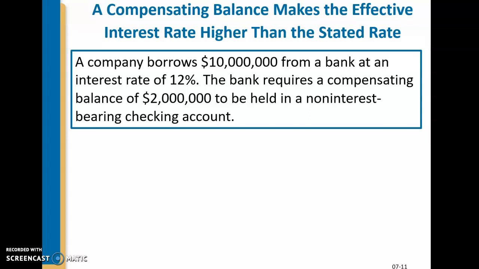But the $1,200,000 interest is paid on the $10 million loan balance for the whole year. So $1,200,000 of interest divided by $8 million equals a 15% effective rate.